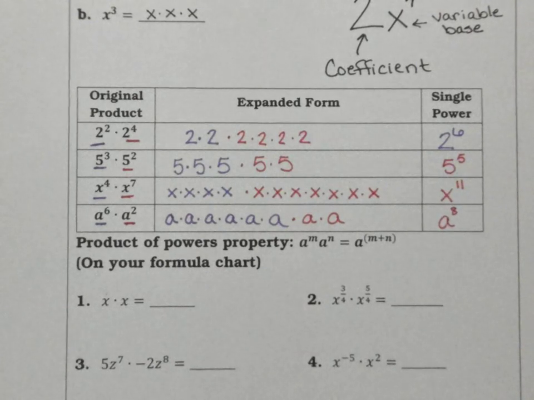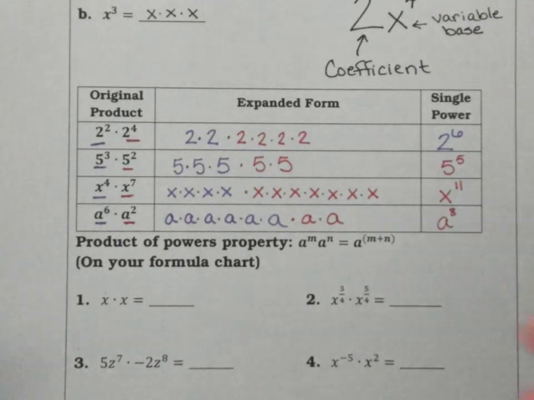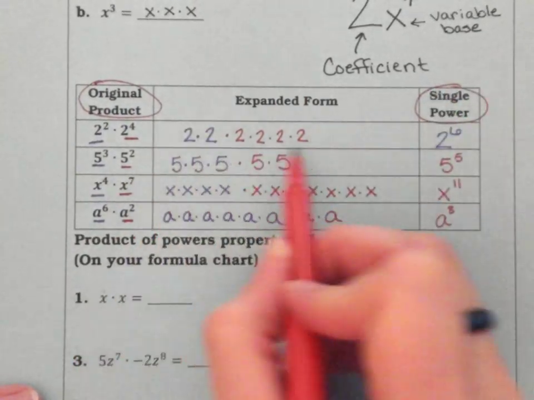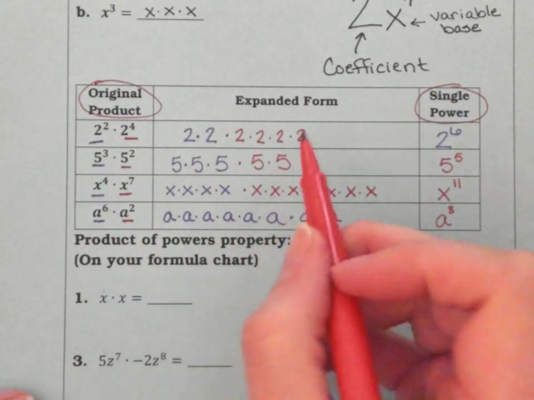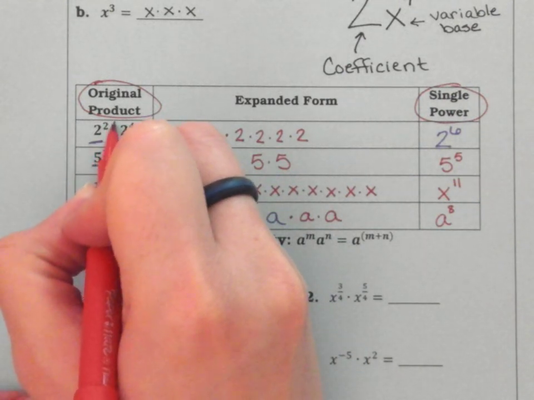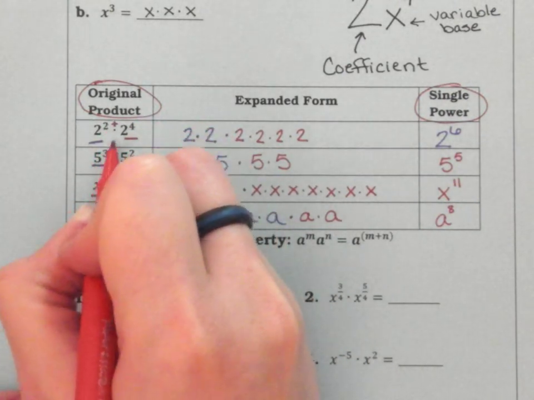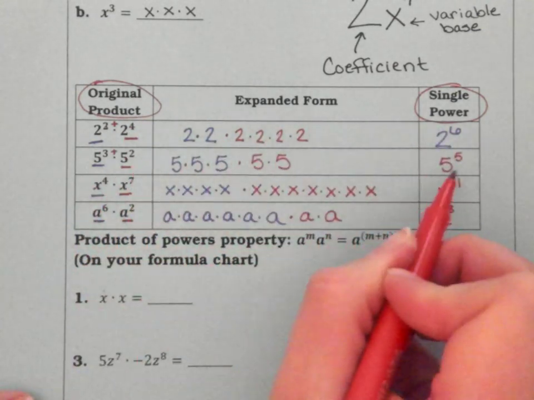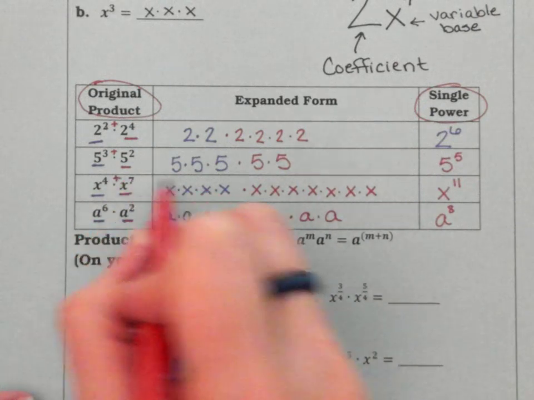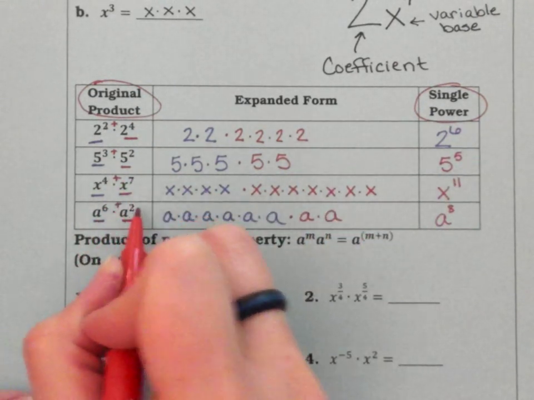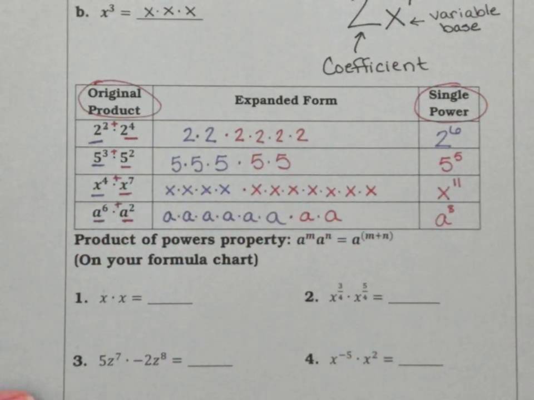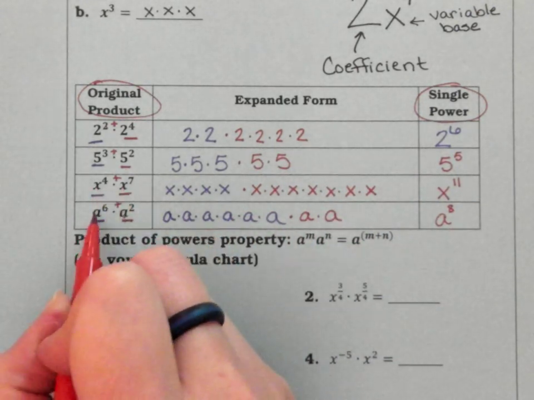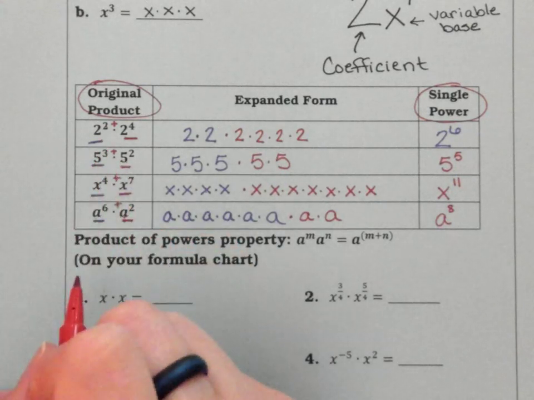All right, can you see what's happening? How do I get from this box to this box without writing everything out? Hopefully you'll notice that we took these exponents and we added them together. 2 plus 4 is 6. 3 plus 2 is 5. 4 plus 7 is 11, and 6 plus 2 is 8. And this only works because the base was the same. Like I had x's both times, I had a's both times, 5's both times.